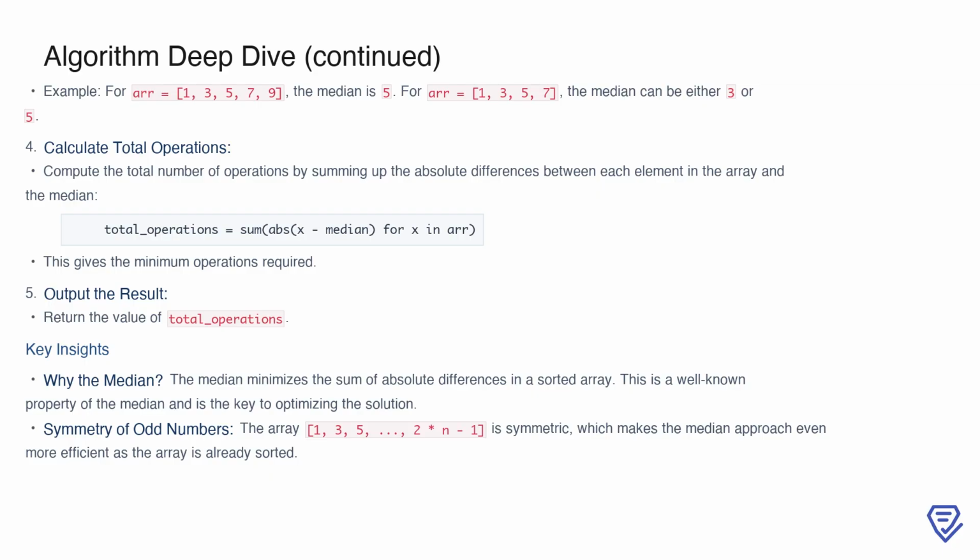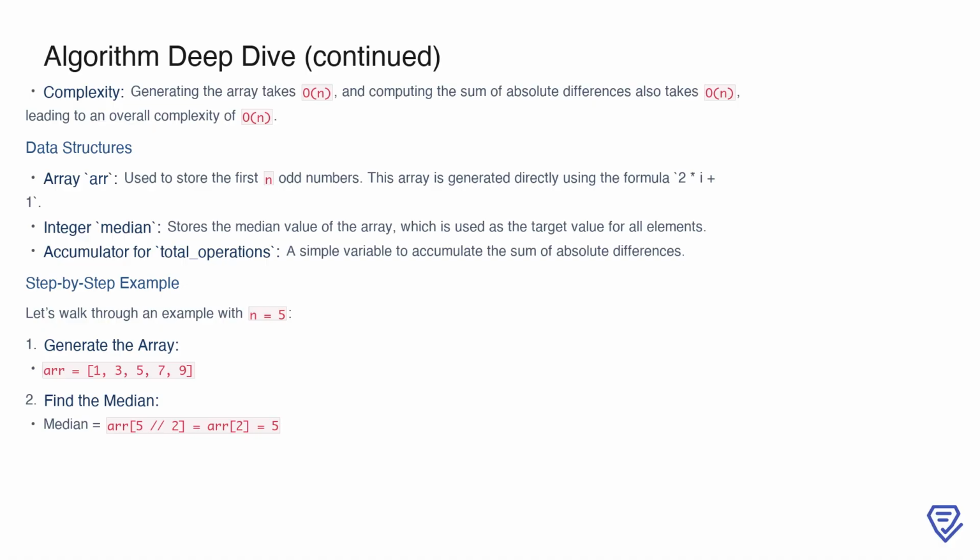The key insight here is that the median minimizes the cost function, which is the sum of absolute differences, and this property is what makes our approach both optimal and efficient. Additionally, the symmetry of the array of odd numbers simplifies the process further, as it ensures that the array is already sorted. The algorithm operates with a time complexity of O(n). This is because generating the array takes linear time, and computing the sum of absolute differences also takes linear time. Together, this gives us an overall complexity of O(n).